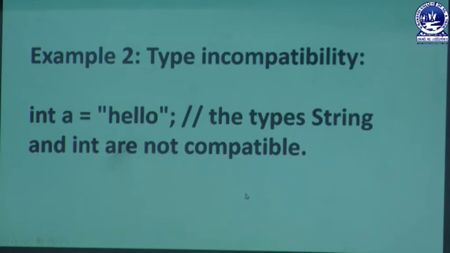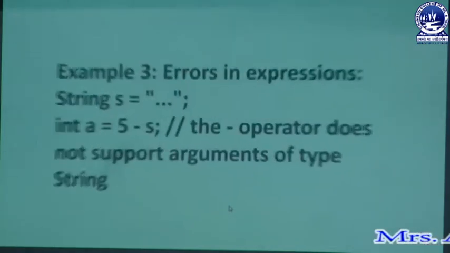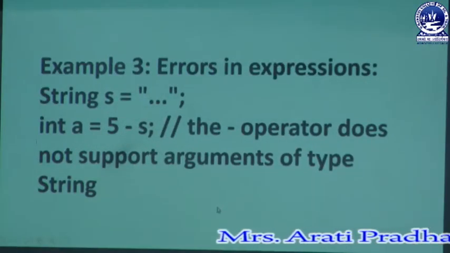In this example, I have used type incompatibility. Also in the previous example, I used type incompatibility. Here again I want to discuss that. Here int a = "hello"; hello is a string type and int a is integer type, and int and string are not compatible. So it is a type incompatibility error.